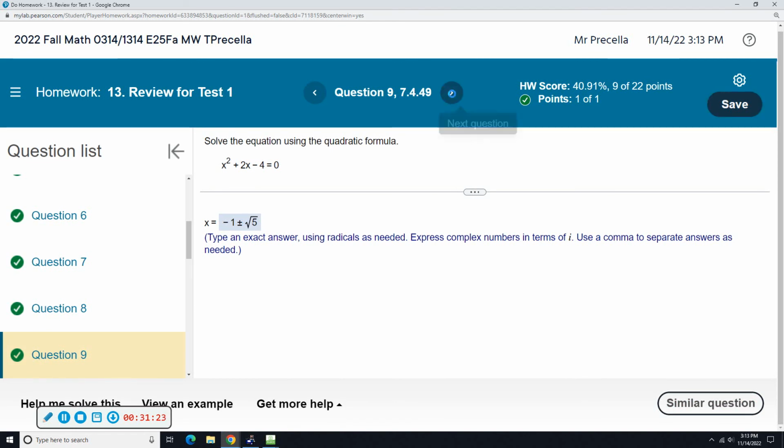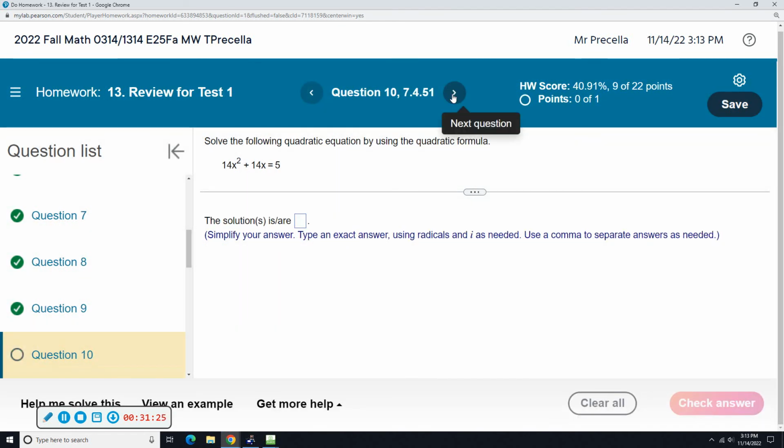Number 10. Oh, it's another quadratic formula problem. I guess that means I think this is pretty important. What do you think? On number 10, you're going to solve using the quadratic formula. 14x squared plus 14x is equal to 5.